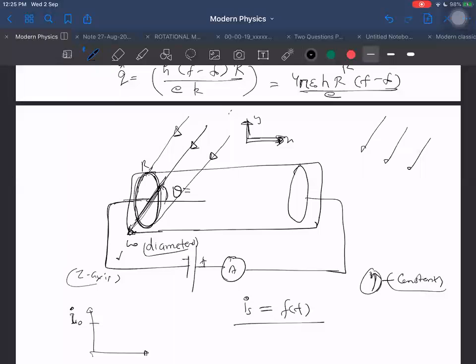One more thing I have to tell here. Otherwise, it will become a wrong question. So let me clarify that thing also. I will assume that the space charge remains constant. That also you assume. Otherwise, some of the charge may get accumulated here and that may change. Assuming space charge remains constant.